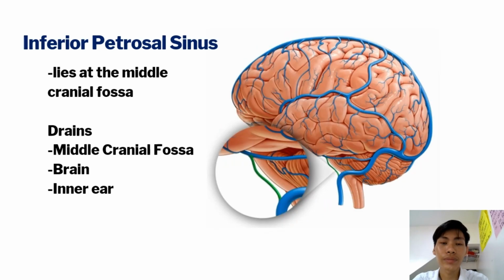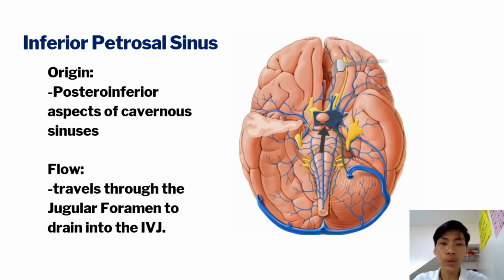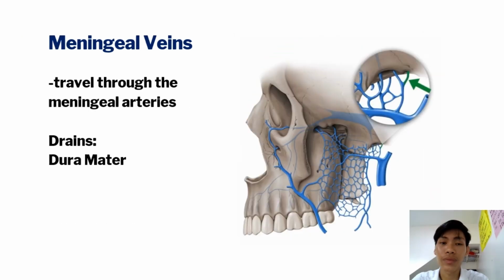Now let's go to the inferior petrosal sinus. The inferior petrosal sinus lies at the middle cranial fossa, and it drains regions of the middle cranial fossa, brain, and inner ear. It originates from the posterior inferior aspects of the cavernous sinuses on each side of the sella turcica, and travels through the jugular foramen of the skull to drain into the internal jugular vein.